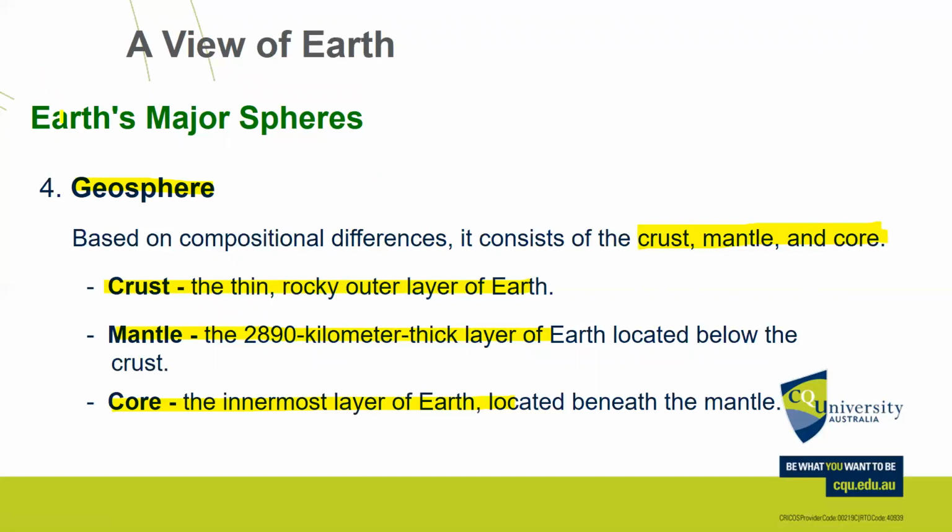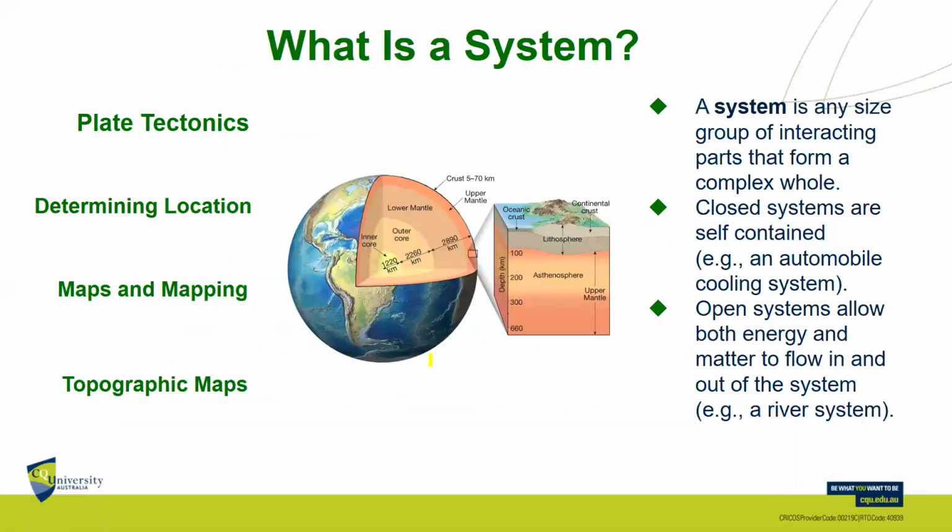Here we've got 4 major spheres. The final one is the geosphere. And if we think about the Earth by its compositional differences, we've got the crust, which is the thin rocky outer layer. We've got the mantle, almost 3 kilometres thick, located immediately below the crust, and the core is the innermost layer. Once we do that, we can then start to actually look at diagrams, and we can create some connections here.